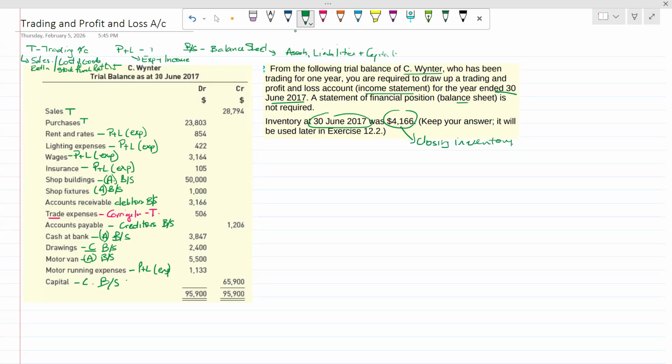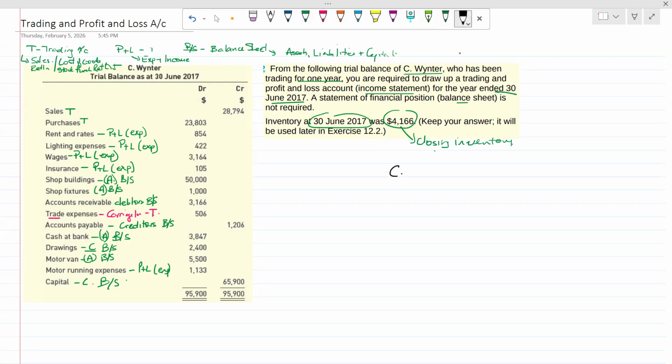$4,166. Now, he's been trading for 1 year. So what it meant is that there's no opening inventory. A business that was in existence for some time would have an opening inventory. What will happen in 2018? This closing inventory becomes the new opening inventory for 2018 because you have inventory that you close off with. Does that make sense? Good. So let's look at the actual account now.